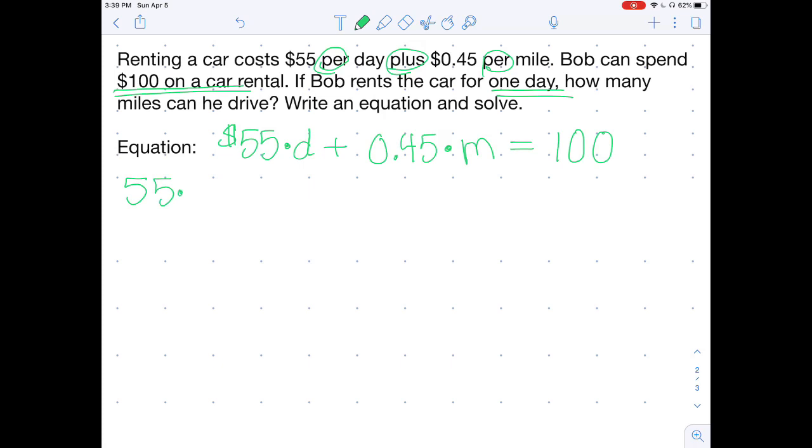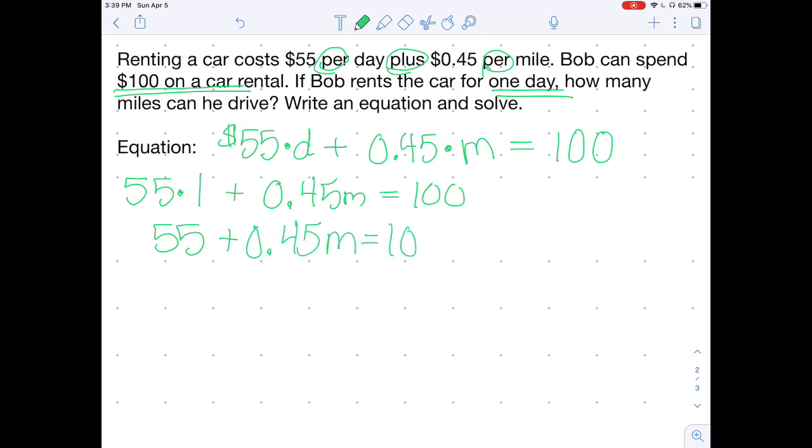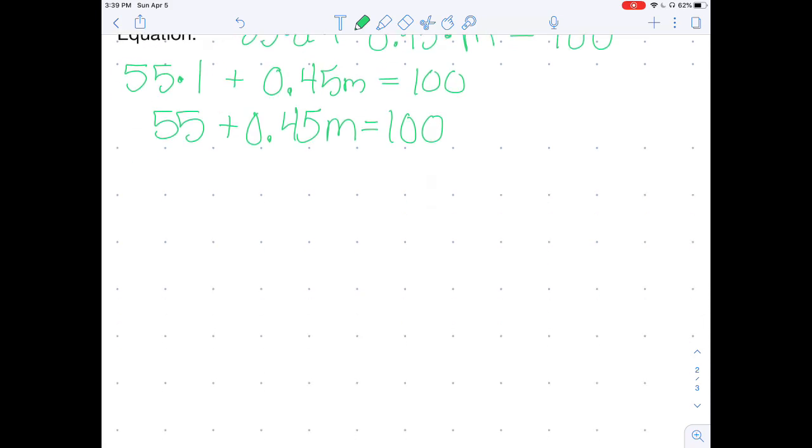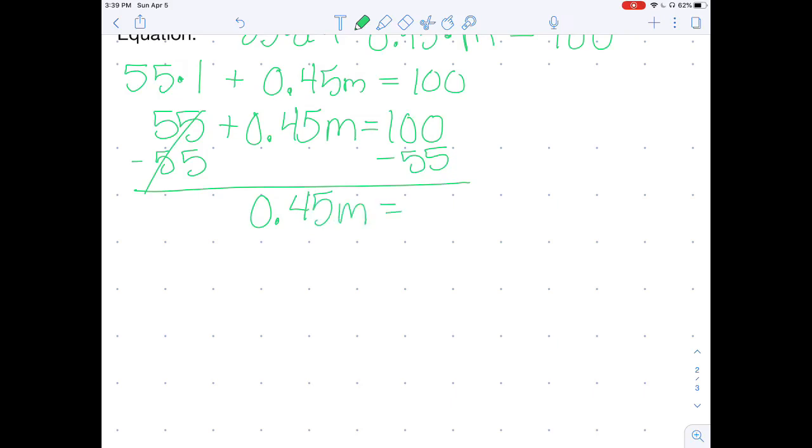We know it's $55 per day, but Bob's only renting it for 1 day. So we're going to replace D with 1. Plus 45 cents per mile, we don't know how far he can drive yet, equals 100. So 55 times 1 is just 55, plus 0.45 times the miles equals 100. So now we're solving our two-step equation again. Subtract 55, because we're trying to get m by itself. So this cancels out. 0.45 times miles equals 100 minus 55 is 45.